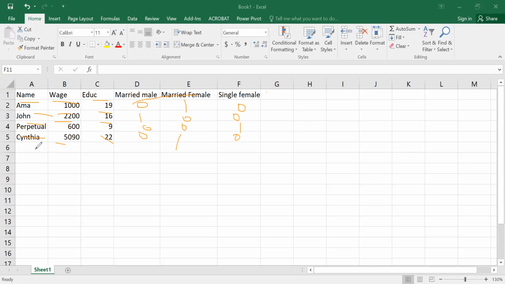But you may have somebody like, let's say, me. My wage is known, education is known. Am I a married male? No. Am I a married female? No. Am I a single female? No, because my category was left out. So you don't have all these variables summing up to 1. In some places they sum up to 0. So you avoid perfect collinearity and so on.